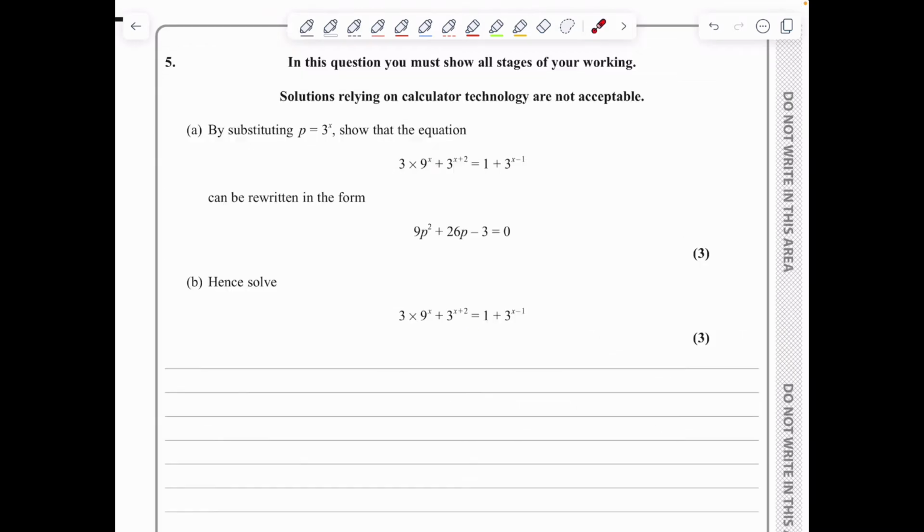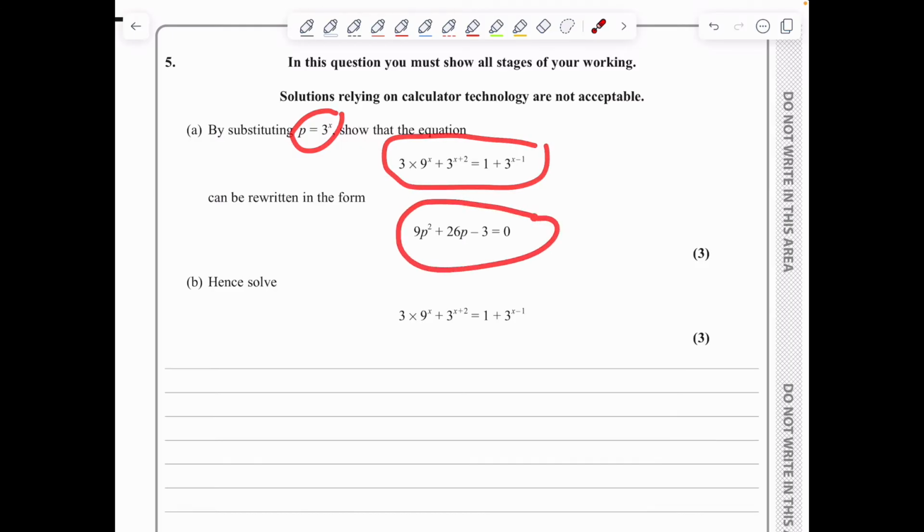In question 5, we need to show all stages of the working, and solutions relying on calculator technology are not acceptable. This simply means that you need to show every single step along the way to justify all the marks. So we need to use a substitution that p is 3 to the x to show that the given equation here can be written as a quadratic in p.